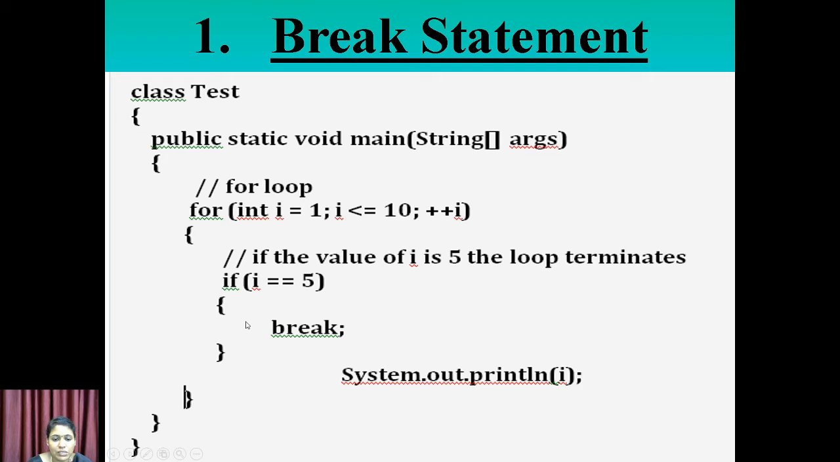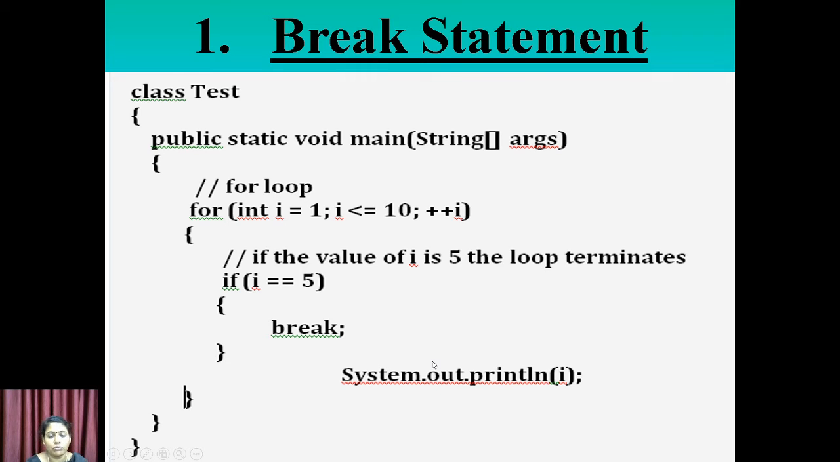Okay, so once I reaches 5, the System.out.println of i inside the for loop is stopped and the control comes out of the loop. So in this program we only display the values 1, 2, 3, 4, because in the next iteration i is incremented to 5.